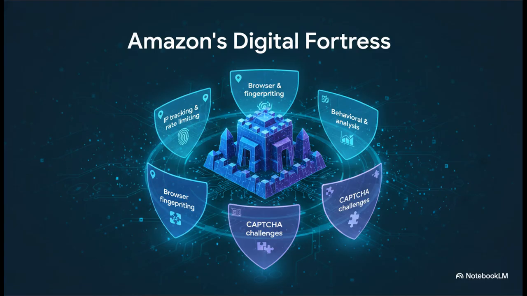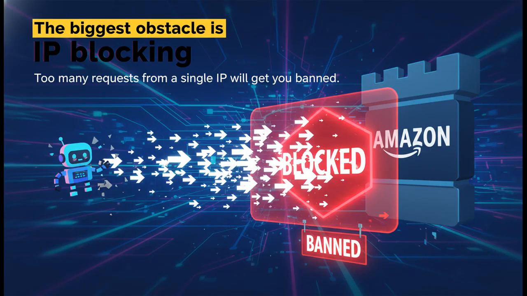But out of all those defenses, this is the big one, the main boss, IP blocking. If Amazon systems see way too many requests coming from a single IP address, that's an instant red flag. That IP gets put on a block list and your scraper is dead in the water. This right here is the number one problem we have to solve.